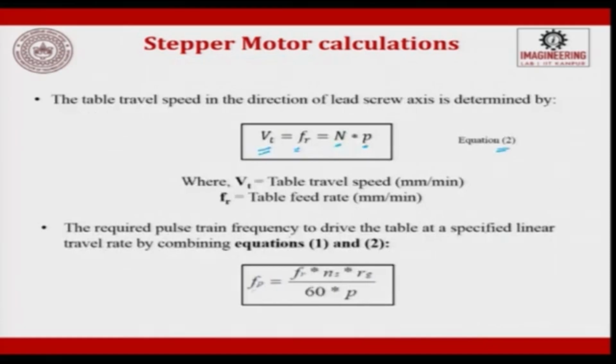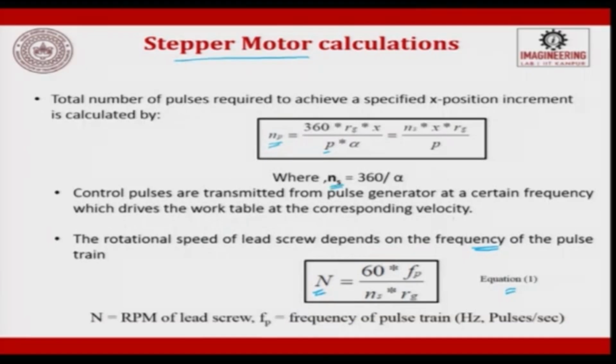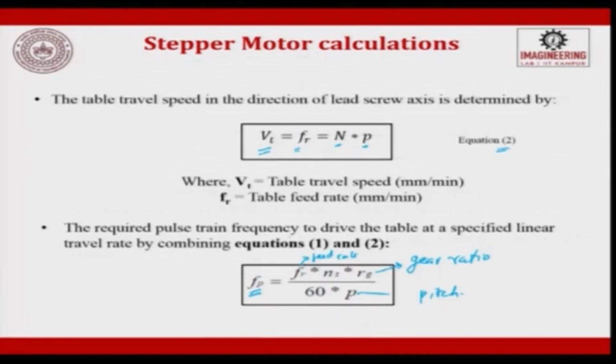We get Fp is equal to Fr into Ns into Rg, where Rg is the gear ratio, P is the pitch and Fr is the feed rate, and Ns is the number of steps, which is nothing but 360 by alpha, the step angle. So, the number of pulses you can get, and find out the distance it has to move.